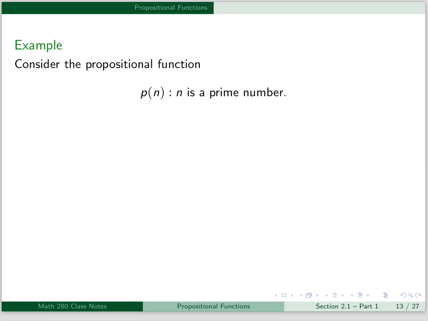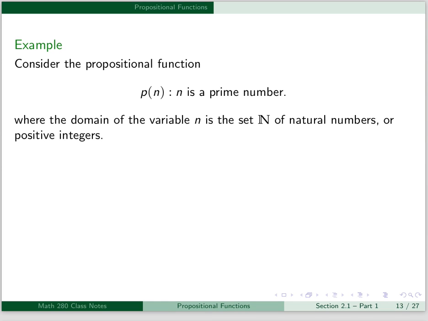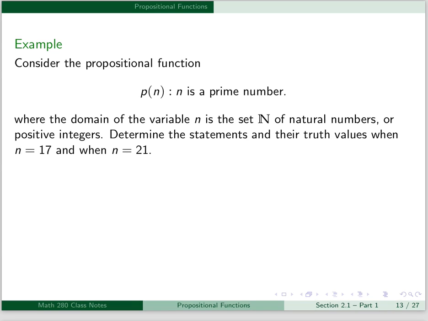For our next example, consider the propositional function p of n, n is a prime number, where the domain of the variable n is the set N of natural numbers or positive integers. We use a boldface N to denote the set of natural numbers. We want to determine the statements and their truth values when n is equal to 17 and when n is equal to 21.